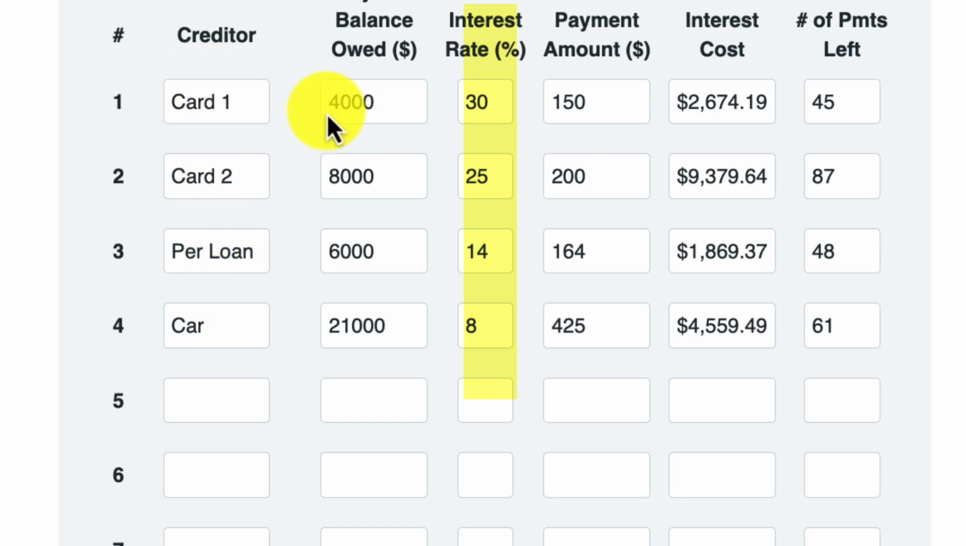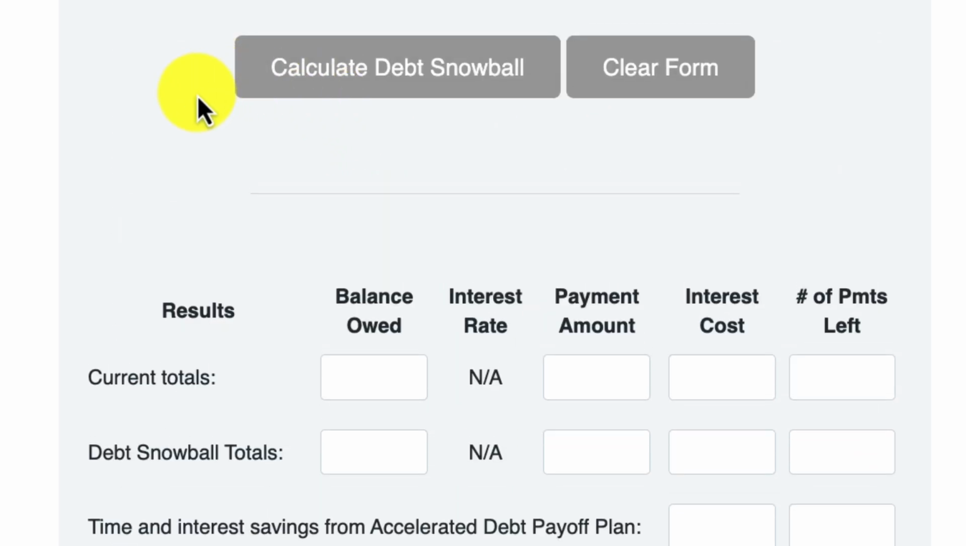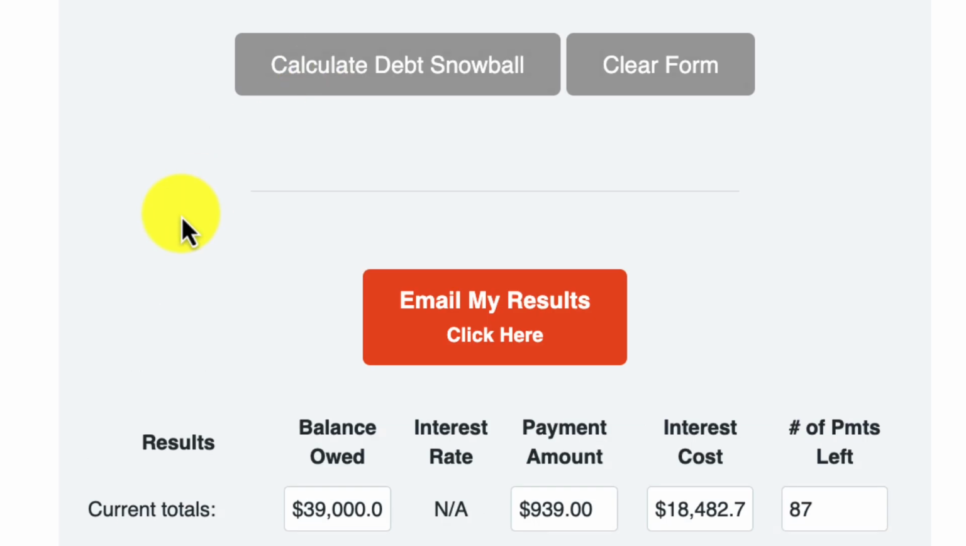I called it card 1, $4,000, 30% interest rate, and the payment's $150 a month. It calculates interest and how many months it'll take you. Card 2, $8,025%, and we put the personal loan, we put the car loan, just like on the board. Now what you do here, you scroll down and you click Calculate Debt Snowball.